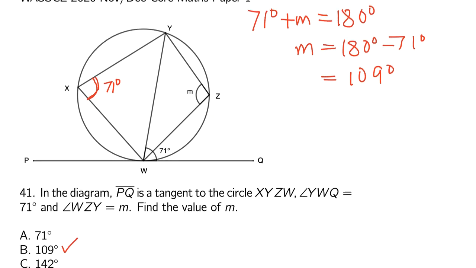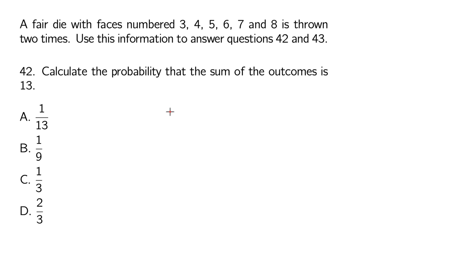The next problem is question 42, which says, a die with faces numbered 3, 4, 5, 6, 7, and 8 is thrown 2 times, and we're supposed to use this information to answer questions 42 and 43. The first is to calculate the probability that the sum of the outcomes is 13. So how do we get 13 will be the question. We're going to throw a die with these faces 2 times. How are we going to get 13?